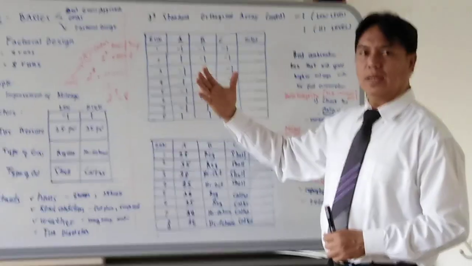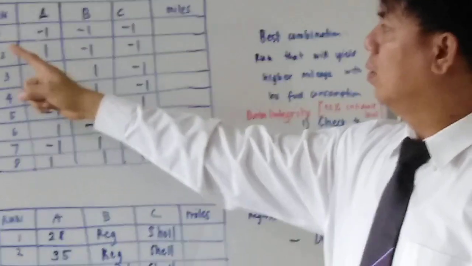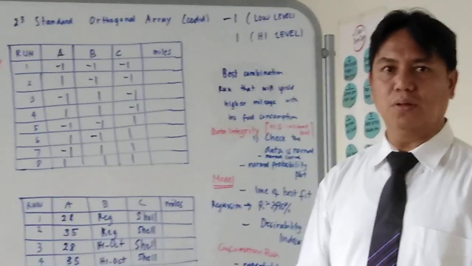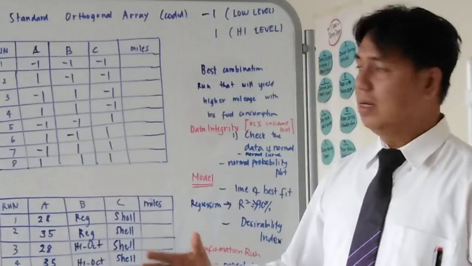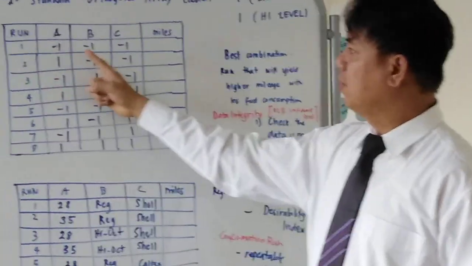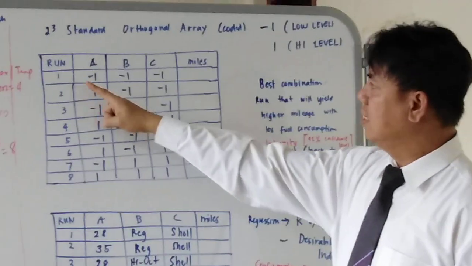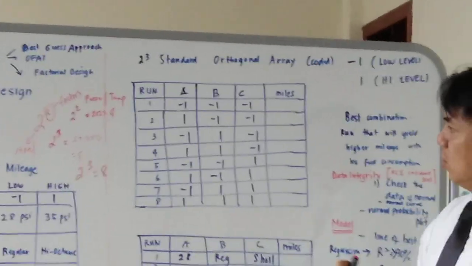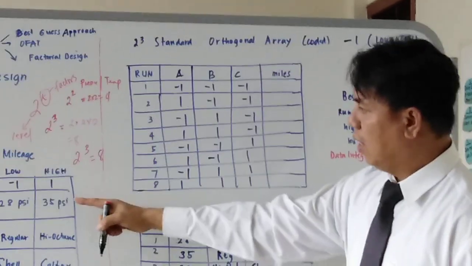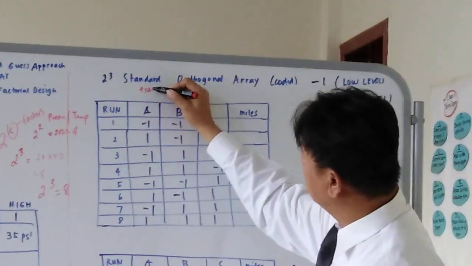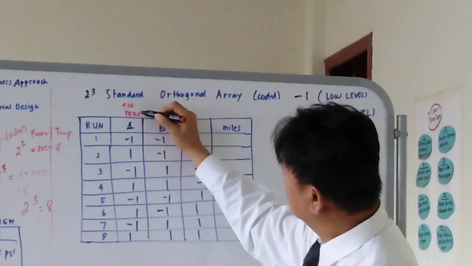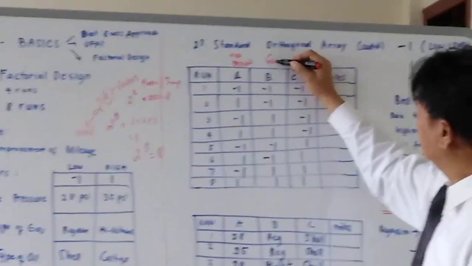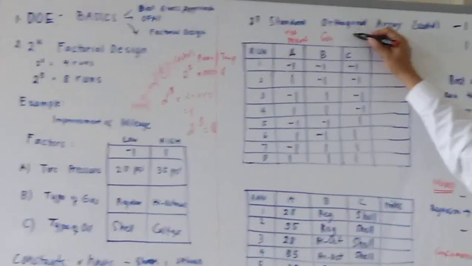As I told you a while ago, when you look at the standard references, for any statistical book or design of experiment reference, it will give you a standard table. So what is this? It is the number of runs, then the factors A, B, C. So for example, here is A, B, C. Our A is what? The tire pressure. Then B, what is B? The gas. And C is the oil.